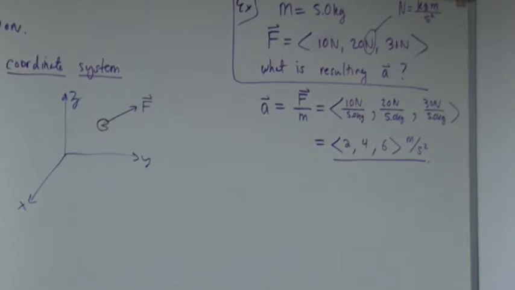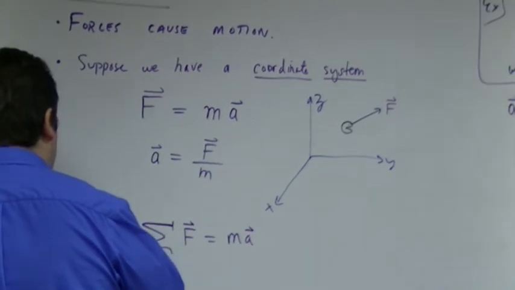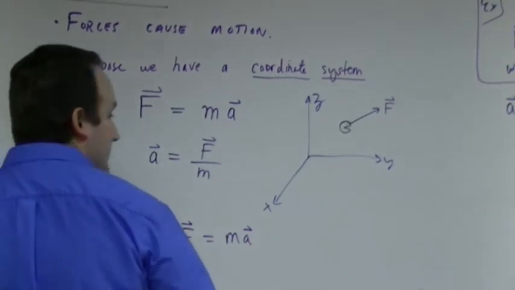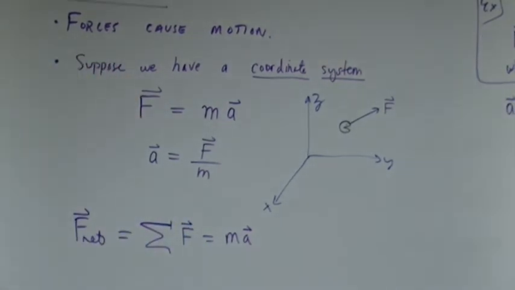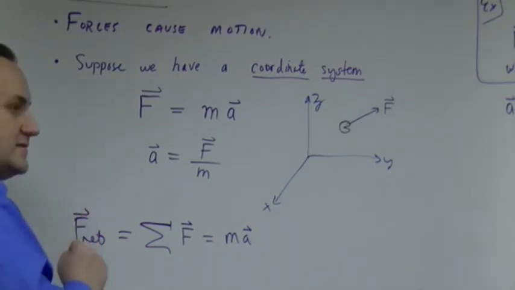So this is the start of the story, but the end of the story is this. The sum of the forces is equal to the mass times acceleration. Or sometimes we'll just say the net force is equal to the mass times the acceleration. So as we're working problems, you can't just say force is equal to mass times acceleration. That's wrong, unless that force is the net force on the mass.